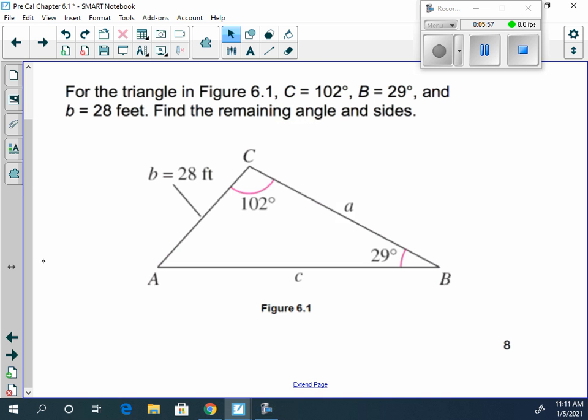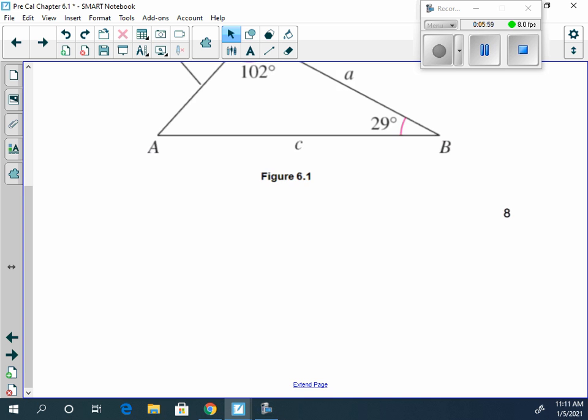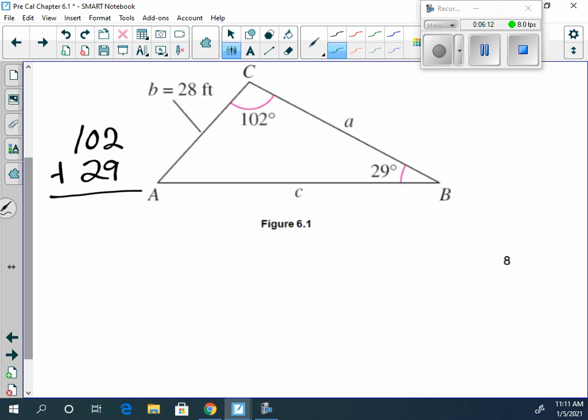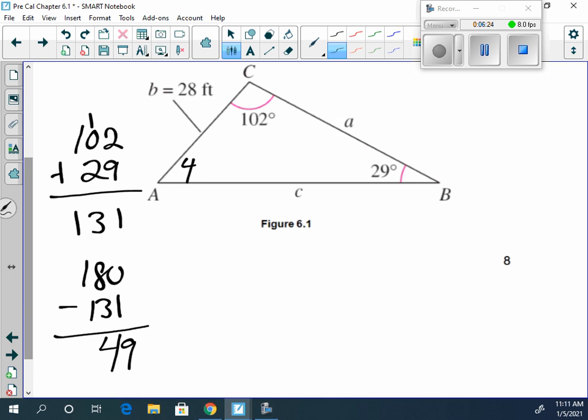Yes. Because one thing we do know about a triangle is that all three angles add together to be 180. So what we can do is I can take 102 and add 29 to it. 9 and 2 is 11, carry the 1. And if we subtract it from 180, we get 49 degrees.